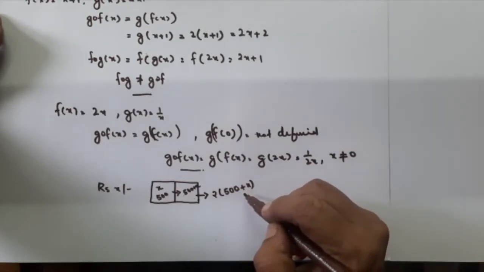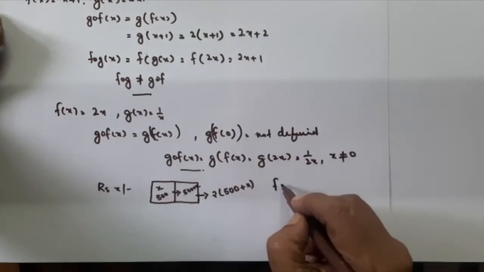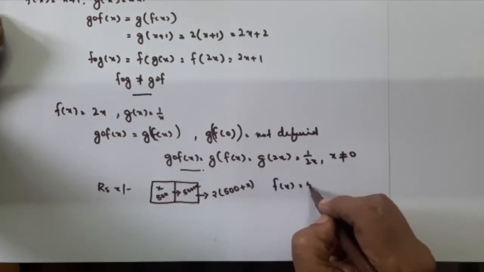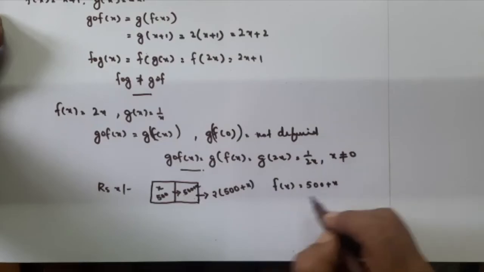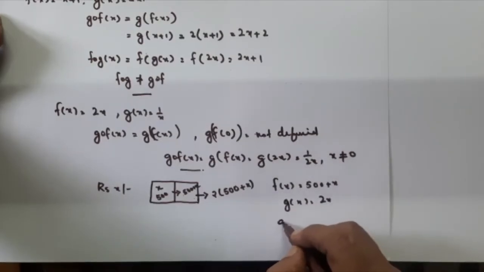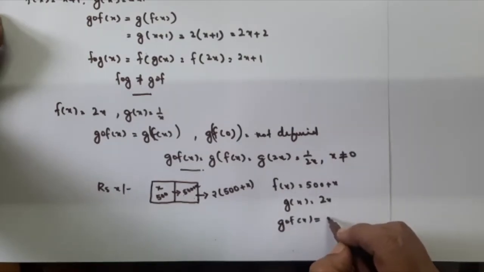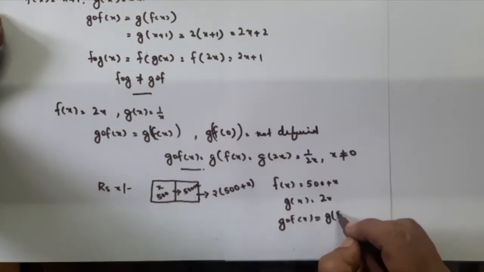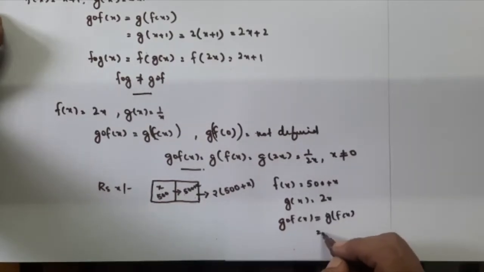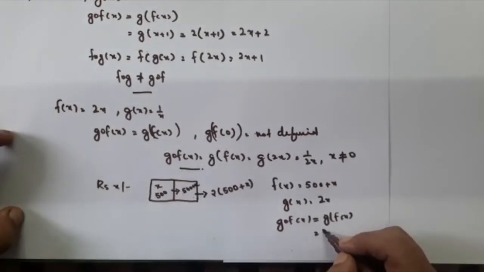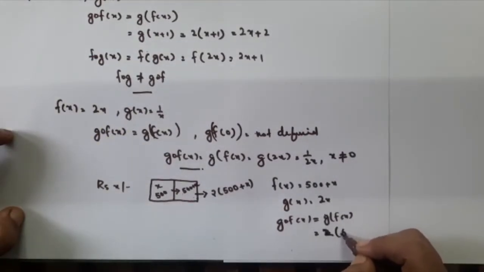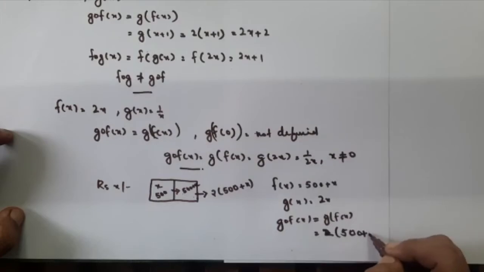That means here you know f of x equal to 500 plus x and g of x equal to 2x. And what is g dot f of x? G dot f of x is equal to g of f of x equal to 2 into 500 plus x.